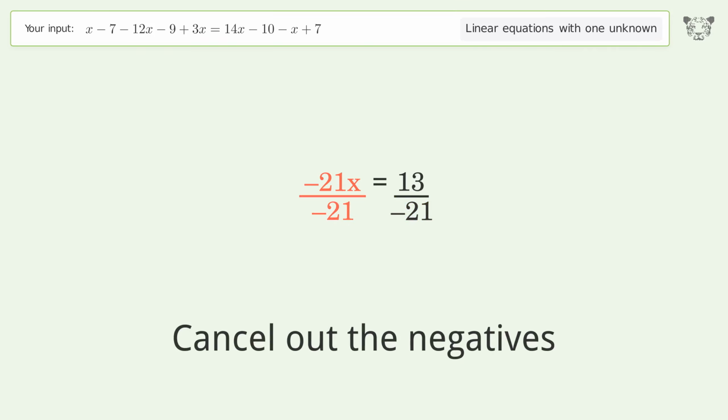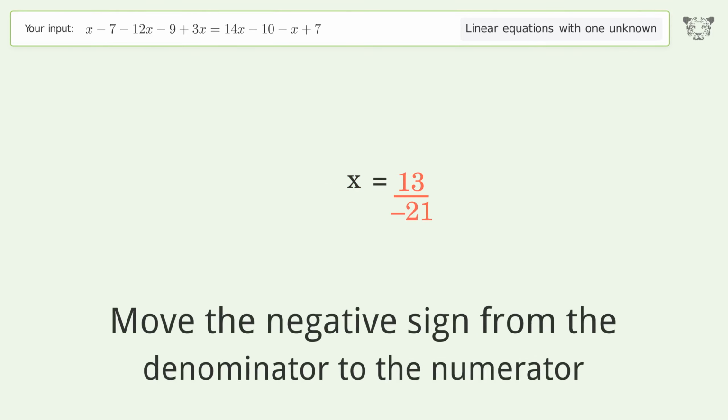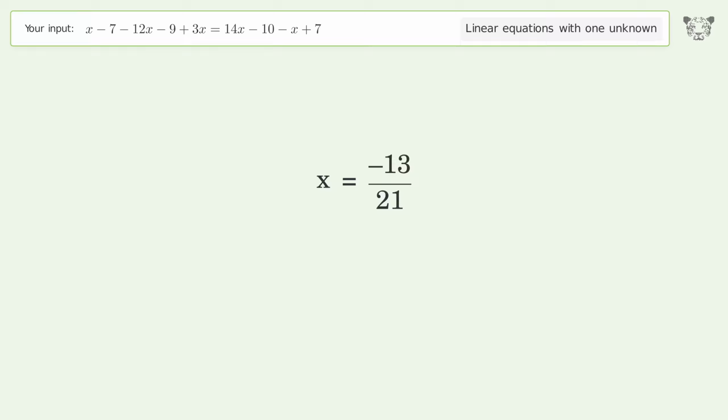Cancel out the negatives. Simplify the fraction. Move the negative sign from the denominator to the numerator. And so the final result is x equals -13/21.